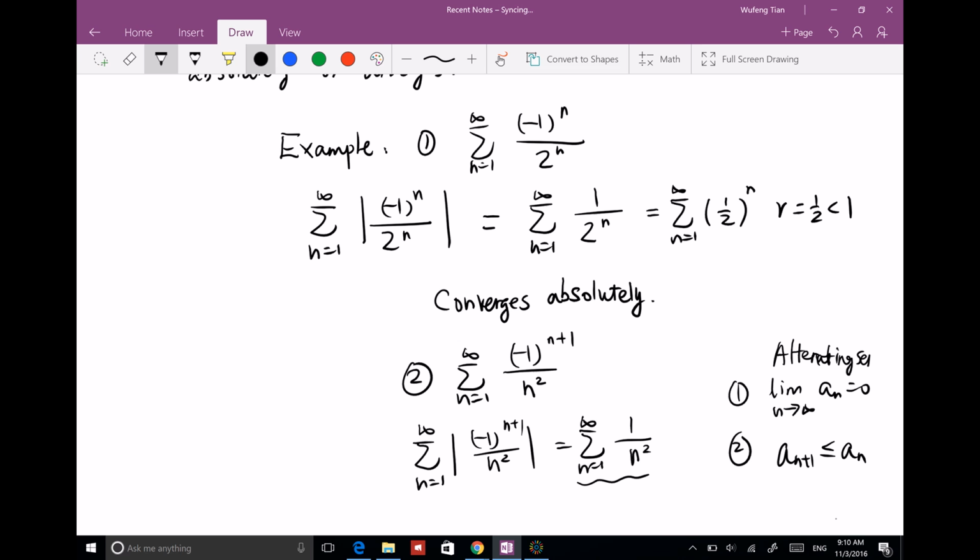Okay, so alternating series first, second, then it converges itself, nothing. You cannot say this converges. Okay, so Eric, can you tell me why this converges now?